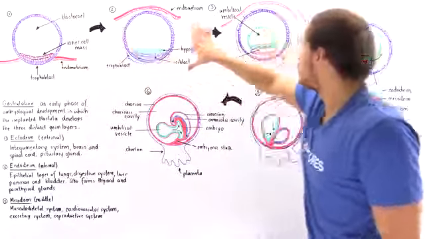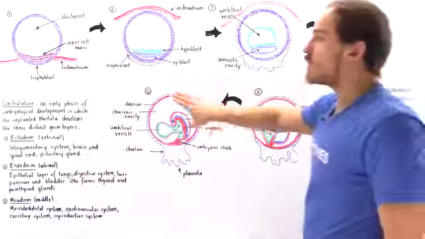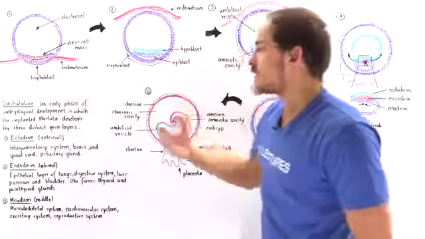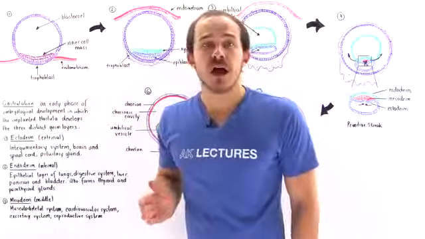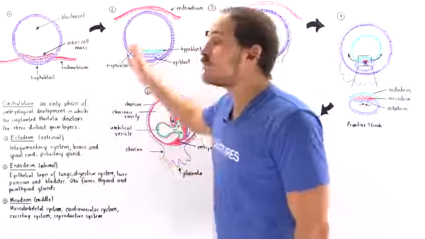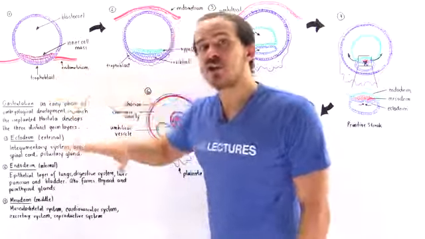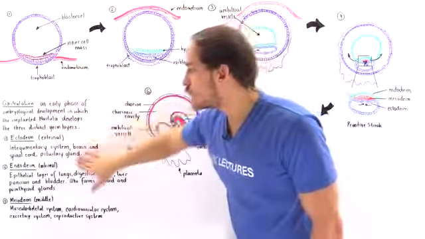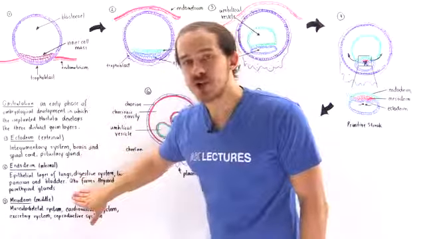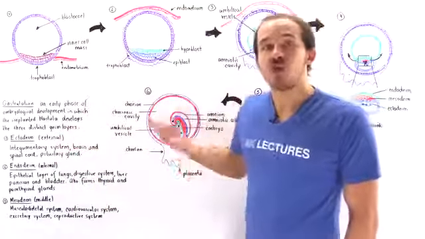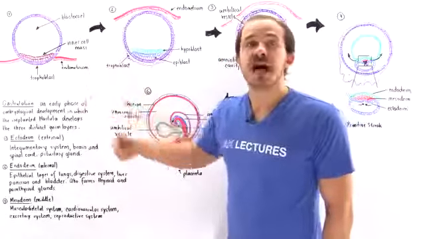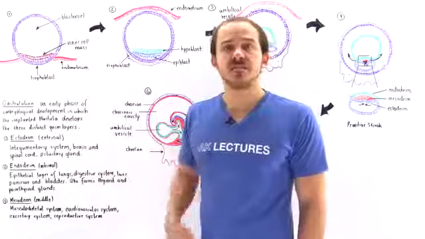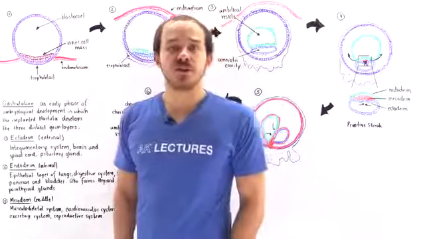So this is the process that we call gastrulation. It is basically an early phase of embryological development in which, following implantation, the three germ layers, the ectoderm, the endoderm, and the mesoderm, begin to form and ultimately form the different types of structures, organs, and systems that are found inside the human body.